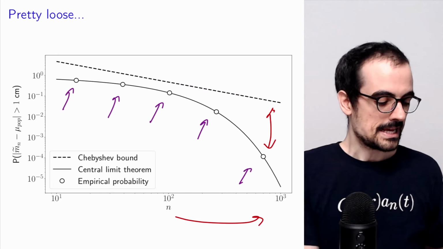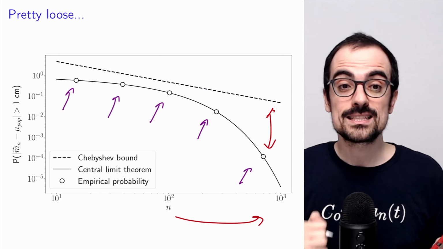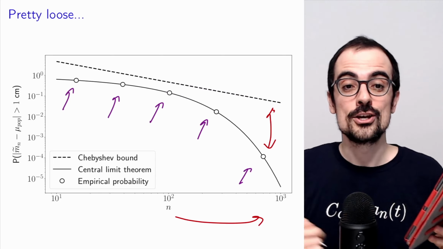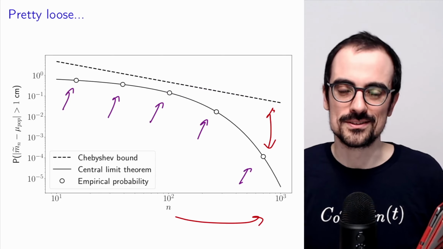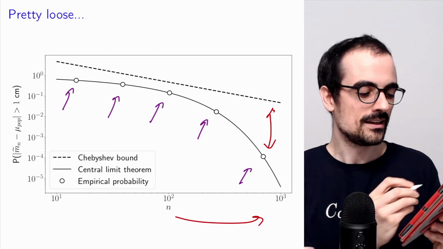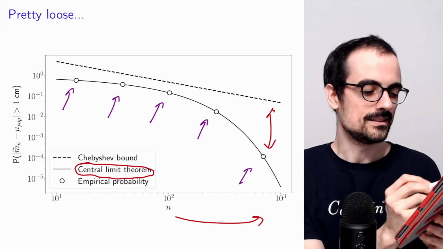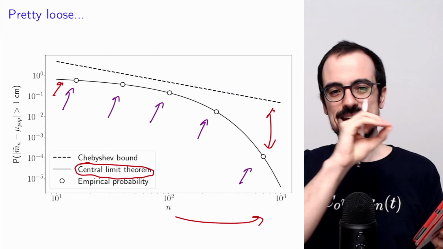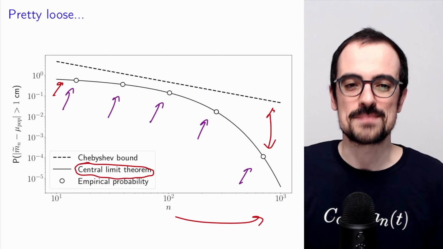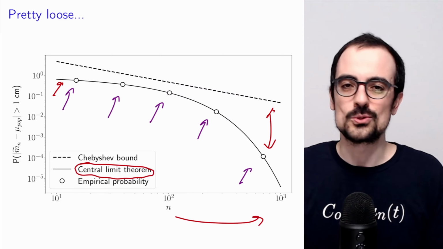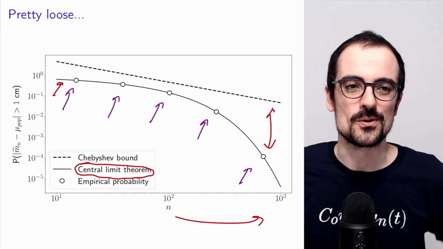If you want to actually characterize the distribution of the sample mean as n grows large, you have to use an even more powerful tool from probability theory, which is the central limit theorem. Here the line is the approximation of this probability given by the central limit theorem, and as you can see, it's pretty awesome. We're going to talk much more about that in following videos.